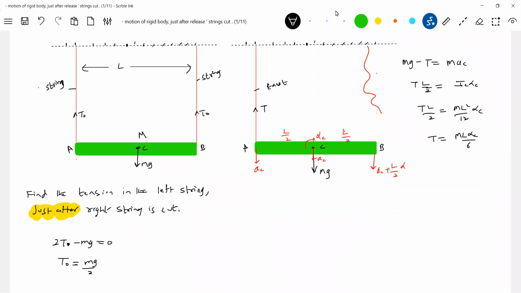How many unknowns are there? AC, alpha C, and tension. This is equation 1. This is equation 2. I need one more equation, so I'll take help of the string.